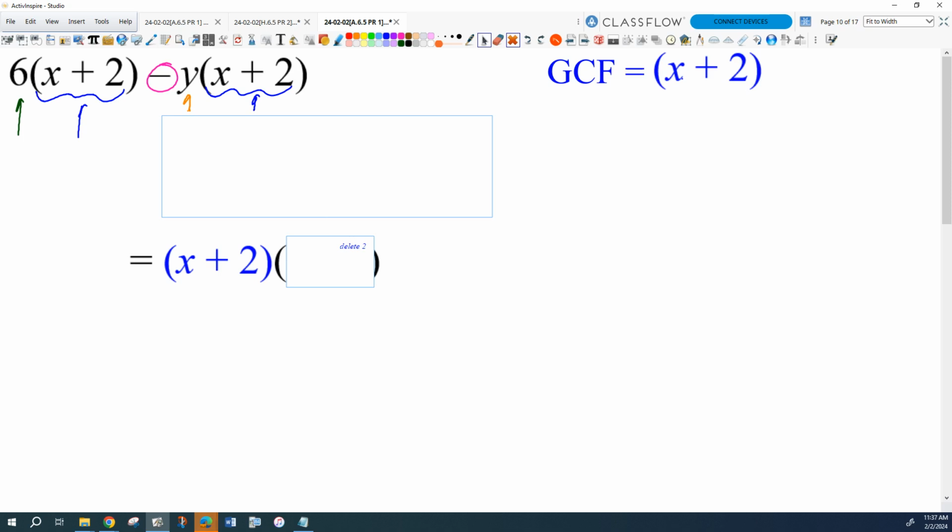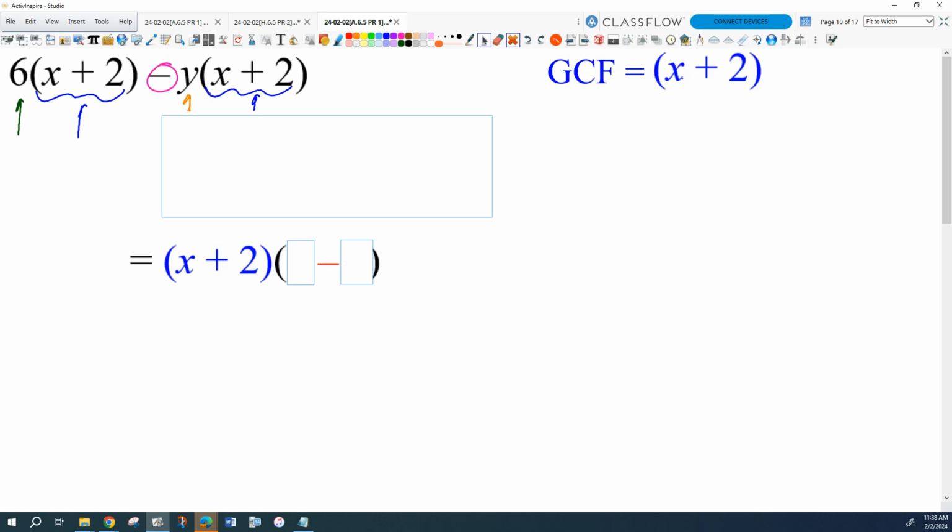GCF. What's going to go in here? Well, look at this. You can just see it visually. Factoring out a GCF, I should have absolutely 100% attention here. You're going to miss something important. Eyes up here. Focus. If I factor out an x plus 2, if I undistribute that, what's left behind? 6 minus y. How about that? 6 minus y. There you go.